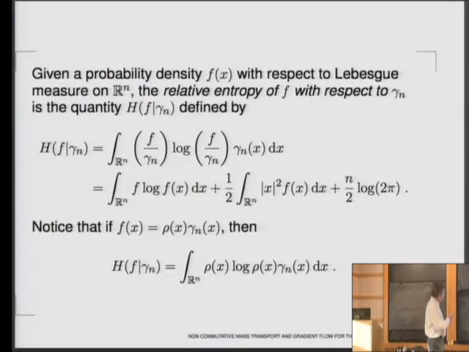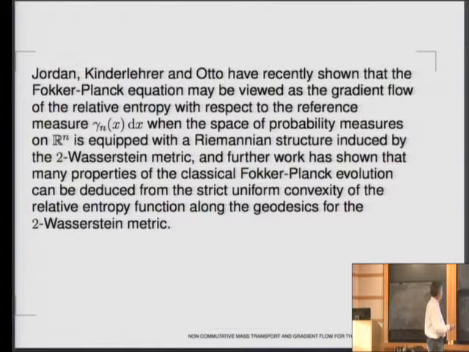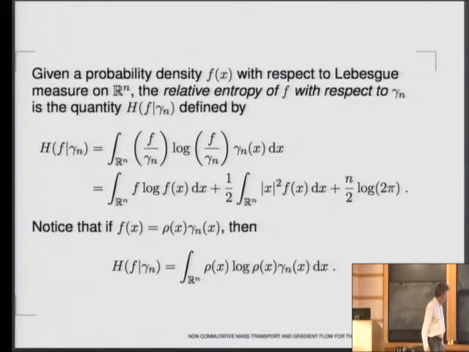Now, given a probability density with respect to Lebesgue measure, the relative entropy with respect to gamma, which is this quantity down here, is this stuff. So it's got the f log f, but there's also this quadratic term in it, and that's the same quantity as this if you write it with respect to the Gaussian measure. Now let's differentiate. What's the rho there? Well, here's rho. So that's the Riemannian derivative.